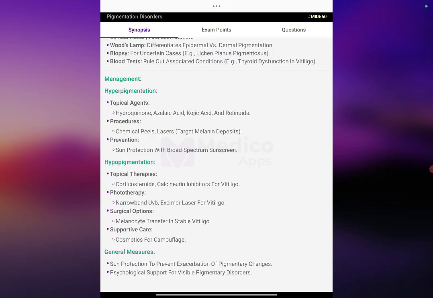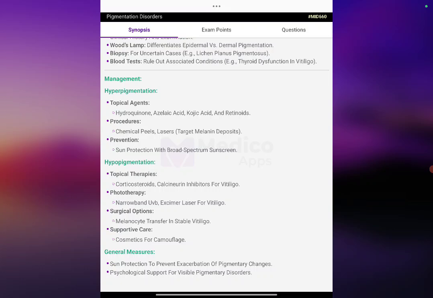Hypopigmentation: topical therapies, corticosteroids, calcineurin inhibitors for vitiligo. Phototherapy: narrowband UVB, excimer laser for vitiligo. Surgical options: melanocyte transfer in stable vitiligo. Supportive care: cosmetics for camouflage.